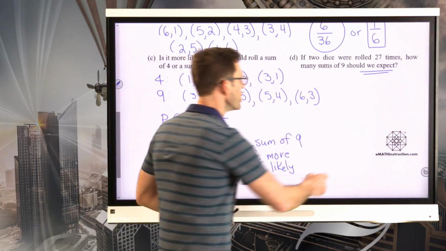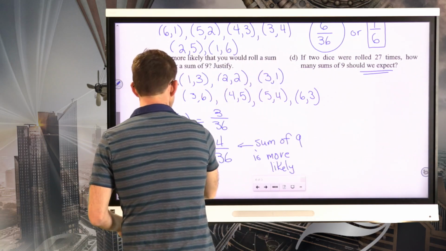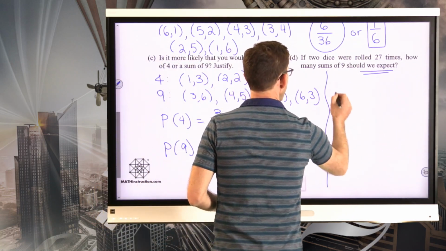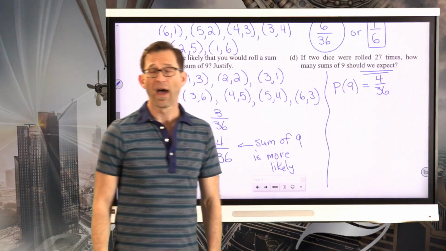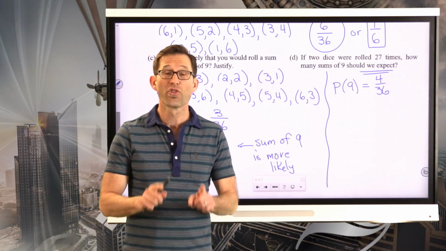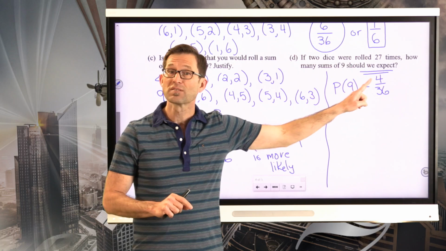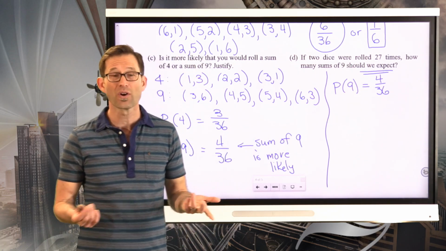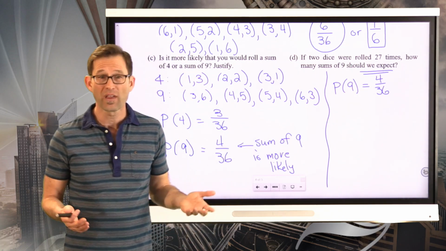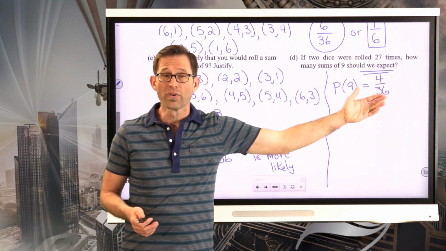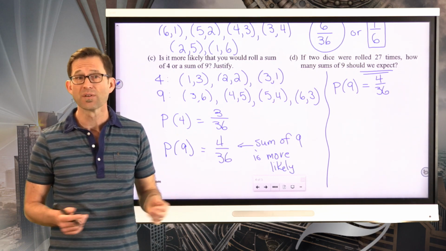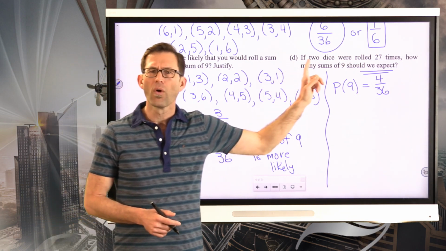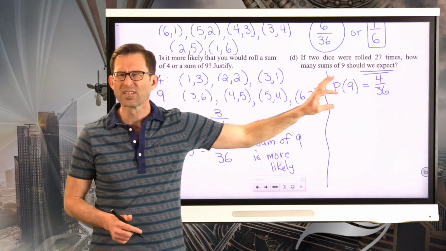All right, well, let me move this over. First, let's take a look. The probability of rolling a 9 is 4/36. Now, one way to think about that is if I rolled 2 dice 36 times, I would expect 4 sums of 9 to occur. Right? That's one way to think about it. So if I roll 36 times, I would expect 4 of them to be sums of 9. But they say I roll 27 times. So that makes this a little bit harder.